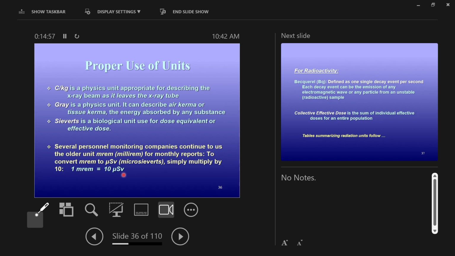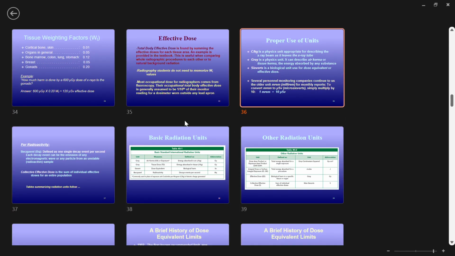But there you have it. The gray in SI unit is absorbed dose. In British units, it's the rad. In SI units, the sievert is biologic harm. And in British units, it's the rem. And again, 100 to 1 relationship between the two. So as this says here, to go from millirem to microsieverts, 1 to 10 relationship. That's how we'll use these units.